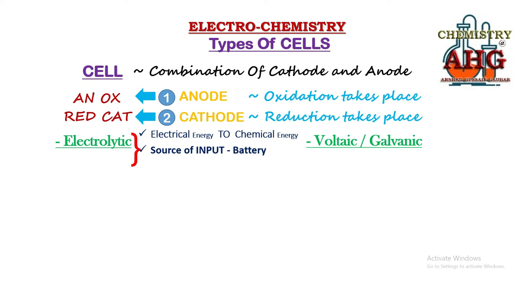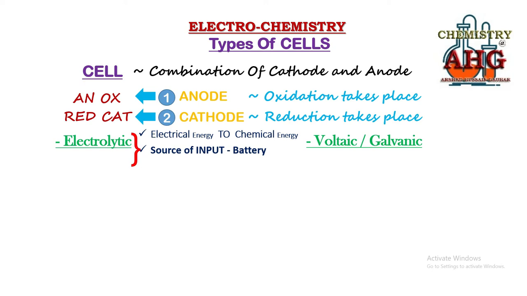Now what can be the source of output? There are many different types of sources of output that we use commonly. You can use a galvanometer, you can use a voltmeter. Instead of these instruments, you can use a bulb, you can use some motor. So basically the voltage or the electrical energy produced from the voltaic cell can be measured or can be used to perform different types of work done.